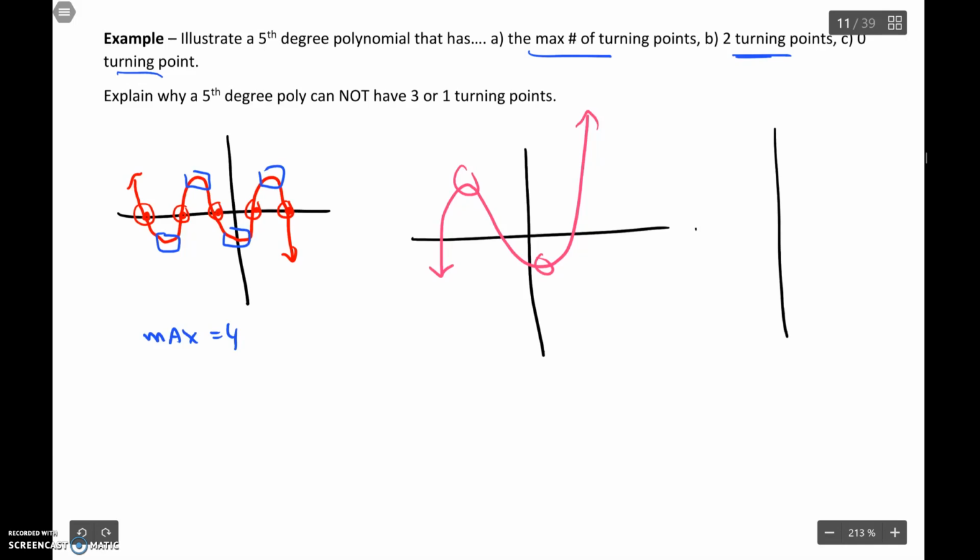0 turning points. Just make a polynomial with 0 turning points. If you want to, you can just have it go like that. But remember, polynomials do have a certain look to them. They start down here. They're smooth and continuous. I can't turn and go down, but I can kind of just change my angle a little bit, and they can look like that. So that would be 0 turning points.